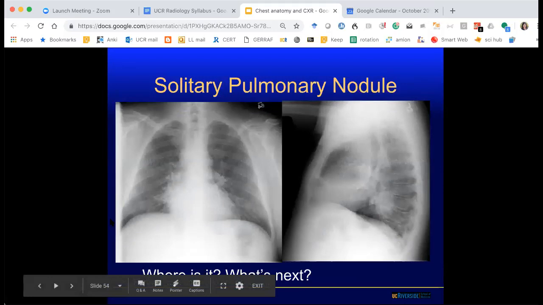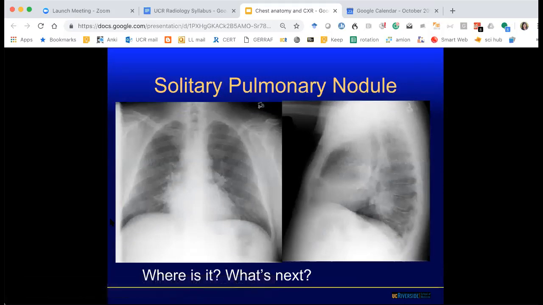Solitary pulmonary nodules. Okay, so where is the abnormality here? Where would you put it? Left side. Okay. Lingula. Any other guesses?